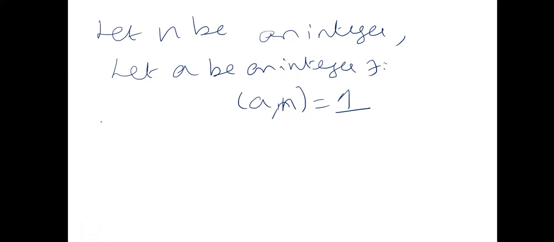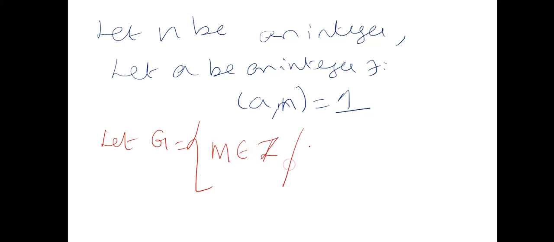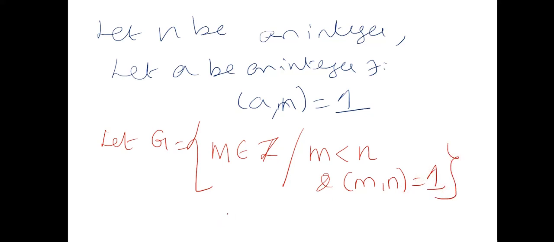So for that I'm gonna first construct a set G. Let me write it here. Let G be equal to the collection of all integers m such that m is less than n and GCD of m and n is equal to 1. So mathematically this is the way to write it.